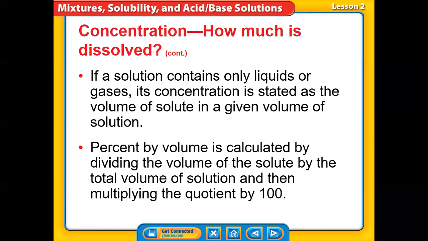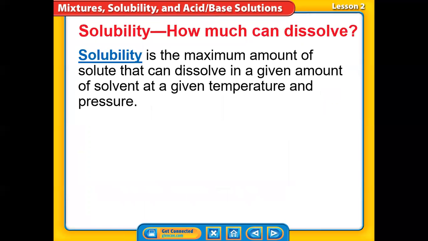In that case we get a percent, because it's kind of a ratio. We find the volume of the solute, meaning how many liters or milliliters of the gas or liquid is dissolved in that solution, and then divide this volume of the solute over the total volume of the solution. Because we divide liter by liter, we multiply by 100 to get it as a percent. Then we pass to something which is solubility.